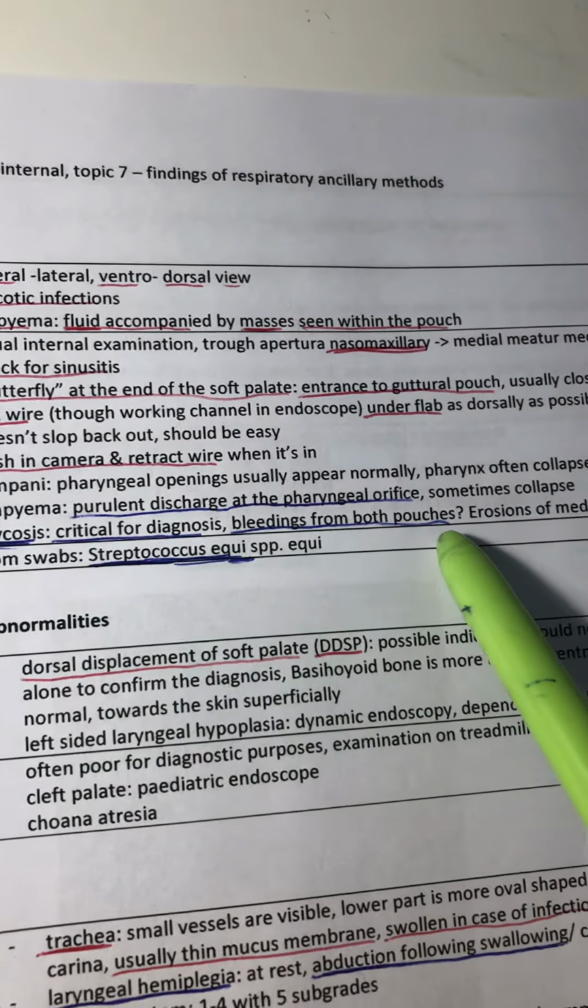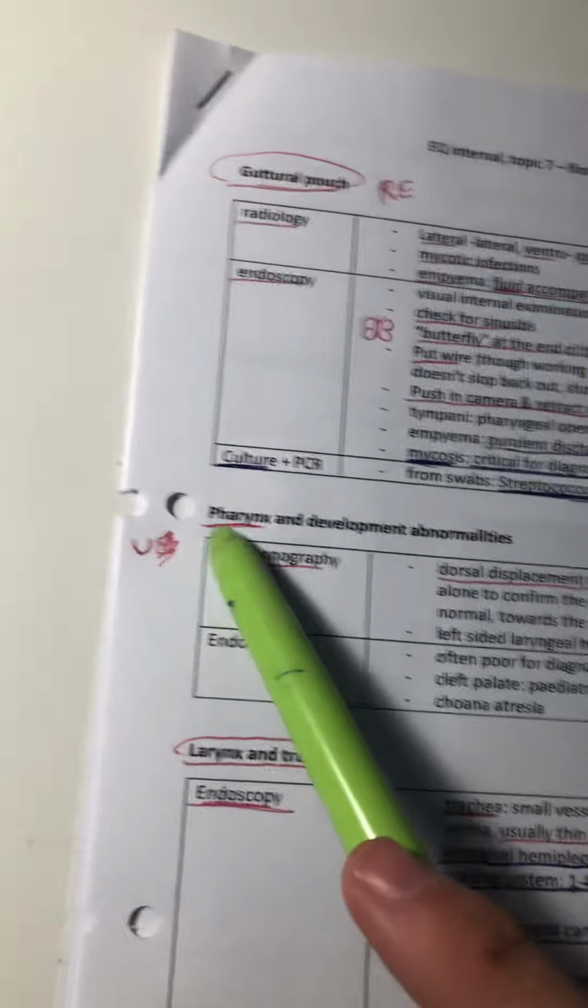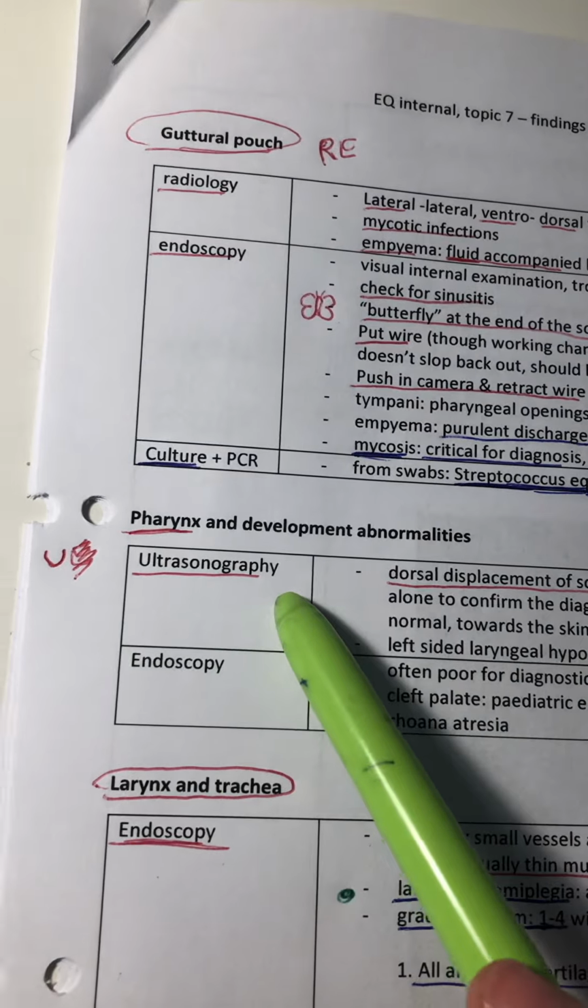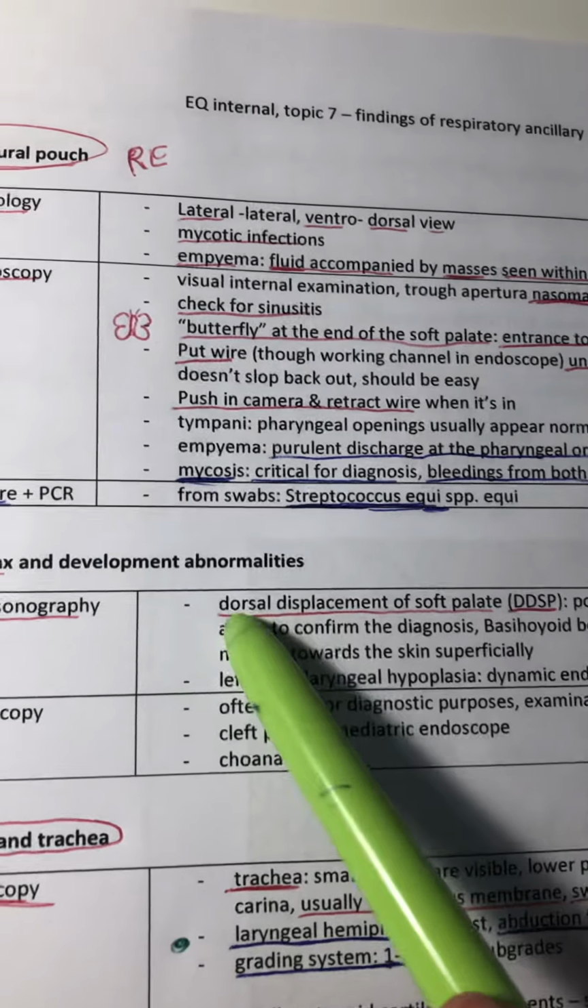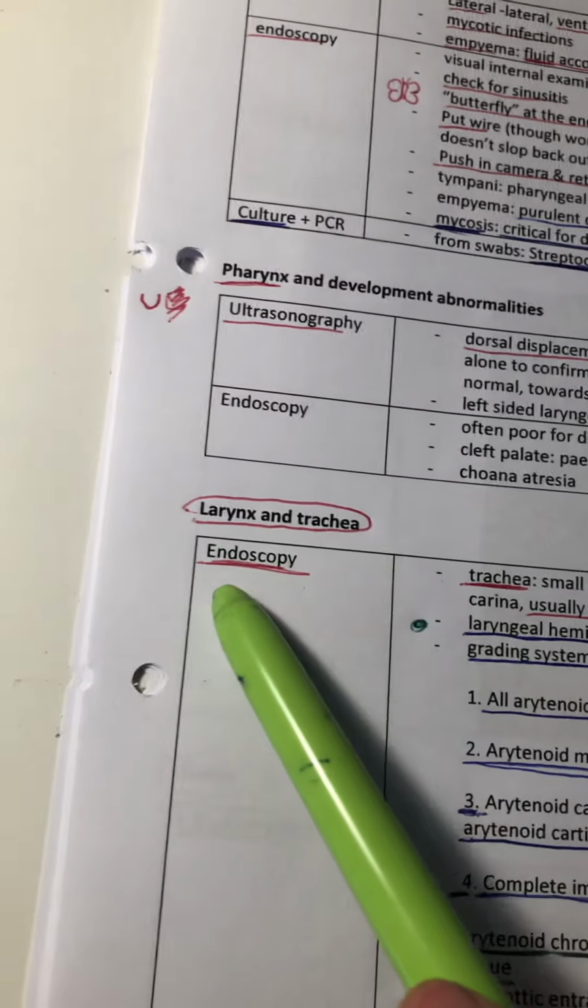Is there bleeding from both pouches? And you can also get a culture, like Streptococcus equi. For the pharynx, you can use ultrasound or ultrasonography. So for dorsal displacement of the soft palate, DDSP. For the larynx and trachea, you can use endoscopy.